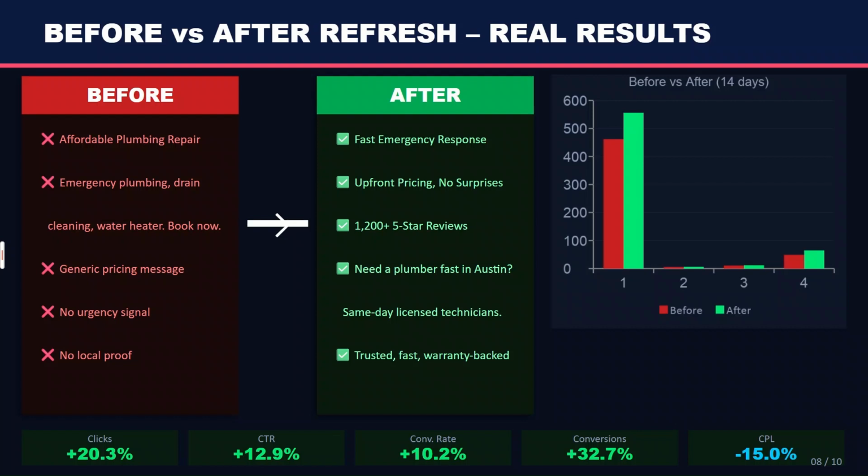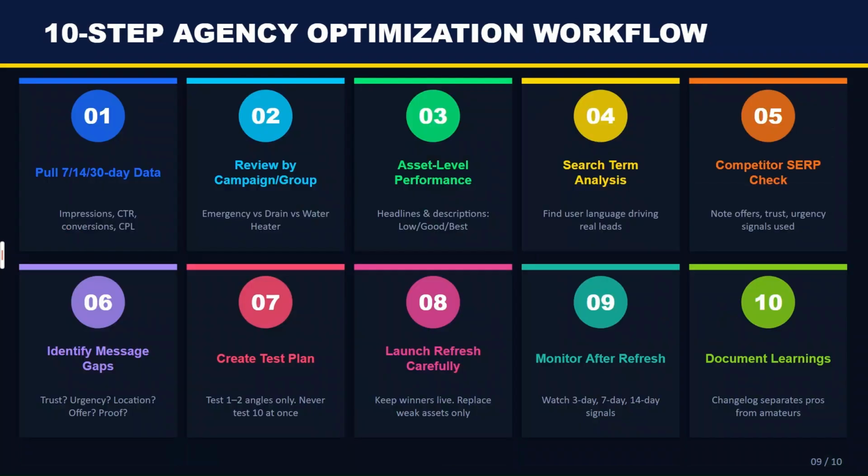Now look at what happened after just 14 days. Clicks went up 20.3%. Click-through rate went up 12.9%. Conversion rate went up 10.2%. Total conversions went up 32.7%. And the cost per lead went down 15%. So we spent slightly more money in total, but we got more leads at a lower price, and better quality leads. So better copy equals more clicks plus better leads plus lower cost per lead. That is the full picture.